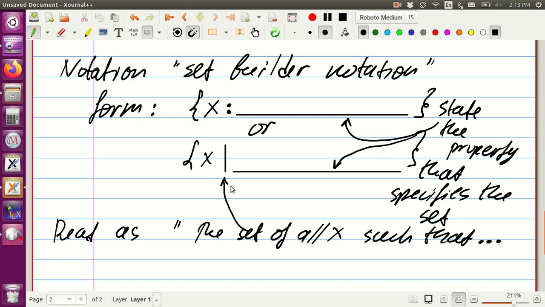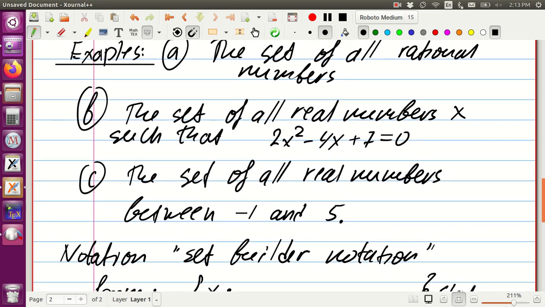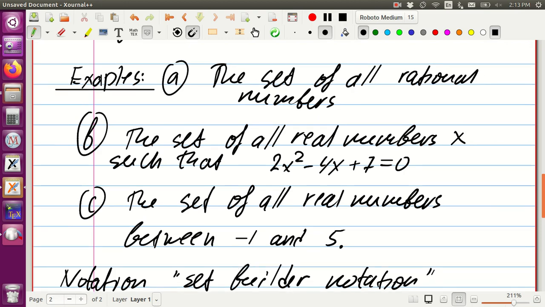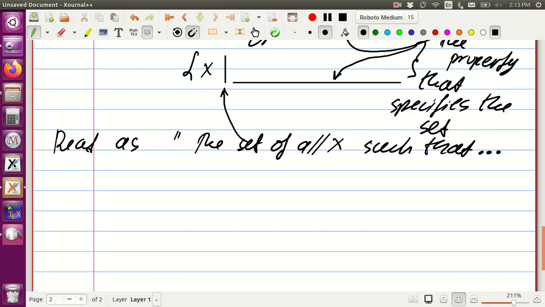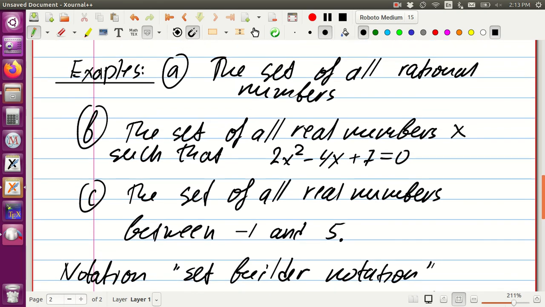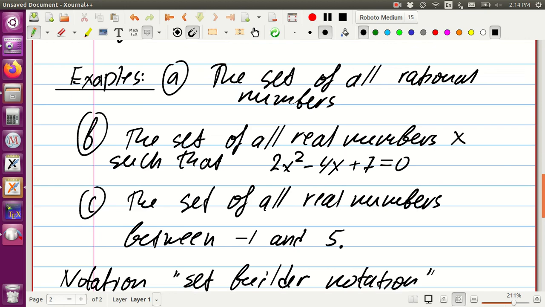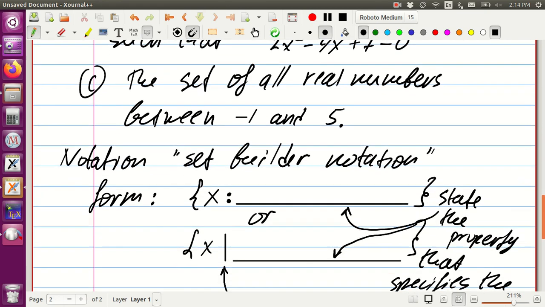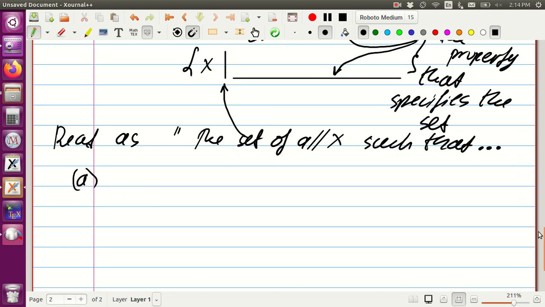So let's rewrite the assignments from the previous example in the set builder notation. So part A was the set of all rational numbers. So we can say x such that x is rational. So x satisfies the property that it is a rational number.